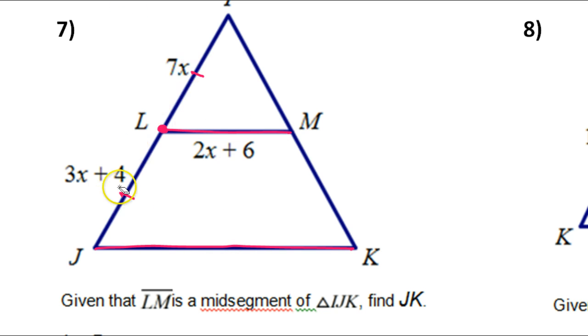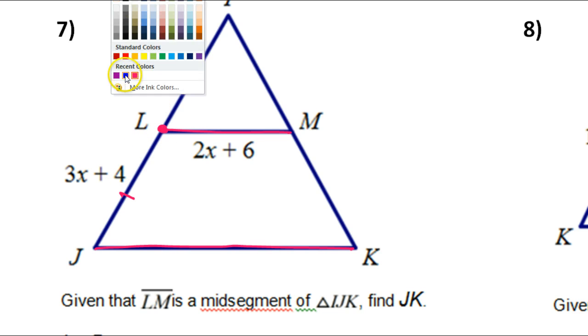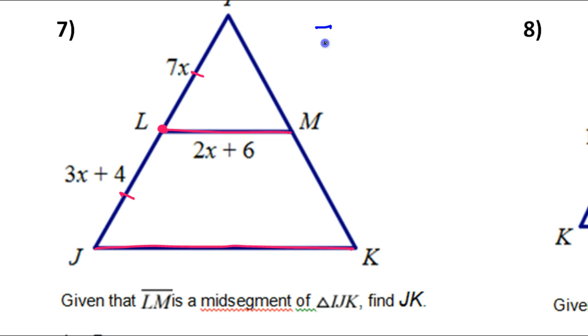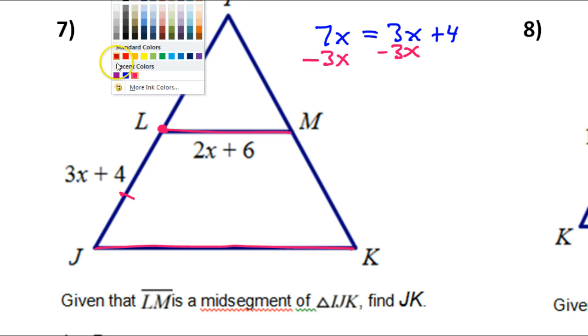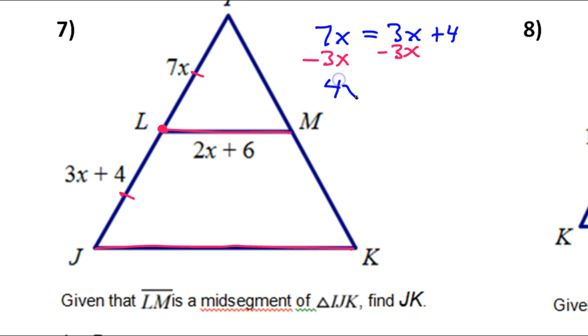Alright, but first we have to find x by setting these equal to each other, since L is the midpoint. So let's get that done. So 7x should equal the 3x plus 4. So you subtract 3x from both sides, and that gives you 4x is equal to 4, and then you divide both sides by 4. So that gives you x is equal to 1.